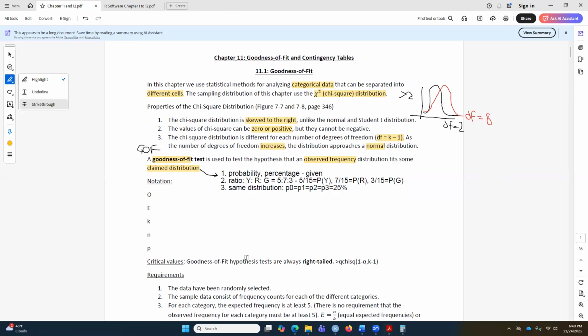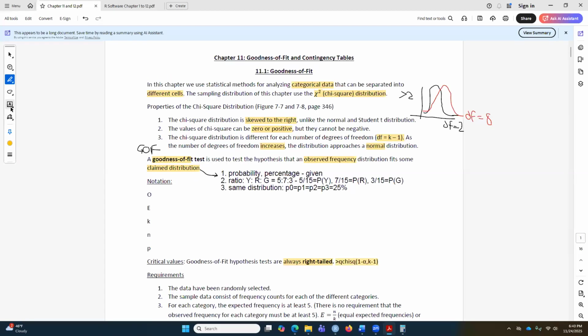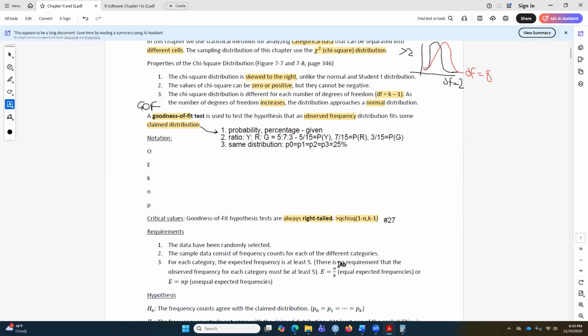Now, the questions will ask you to find a critical value here. For this critical value, make sure you know that it's a right tail test. We don't do left tail or two tail because the chi-square is skewed to the right. To find the critical value, you use qchisq(1 minus alpha, k minus 1). This is found in number 27 in your RStudio cheat sheet here. So again, you do not need to memorize this. So this is number 27 here. So this is found in your RStudio cheat sheet.